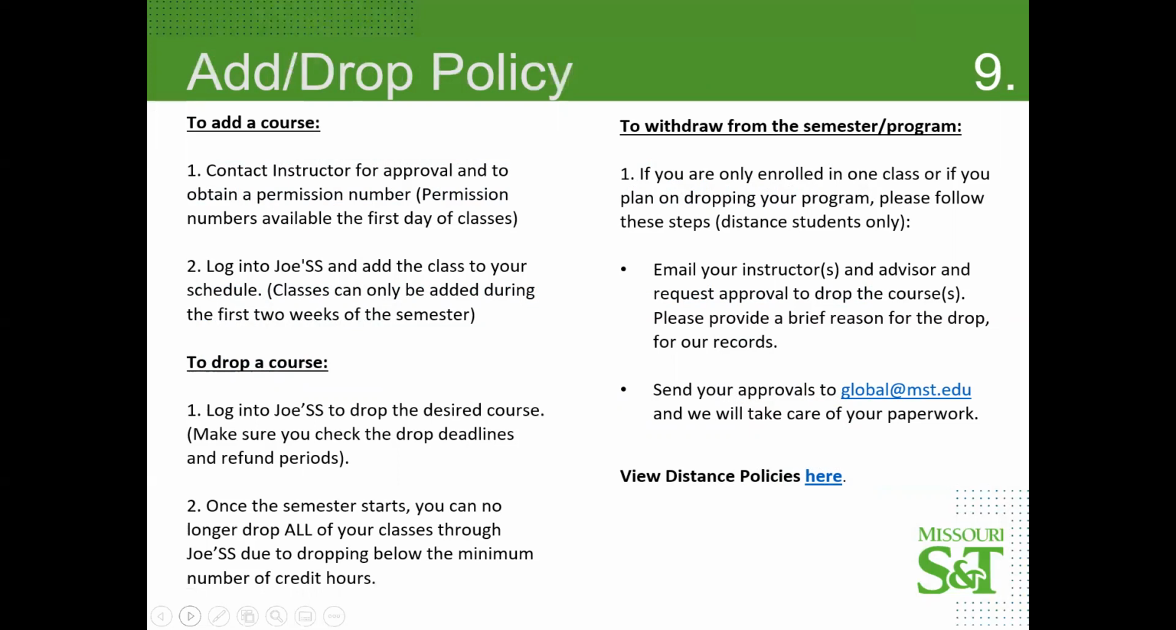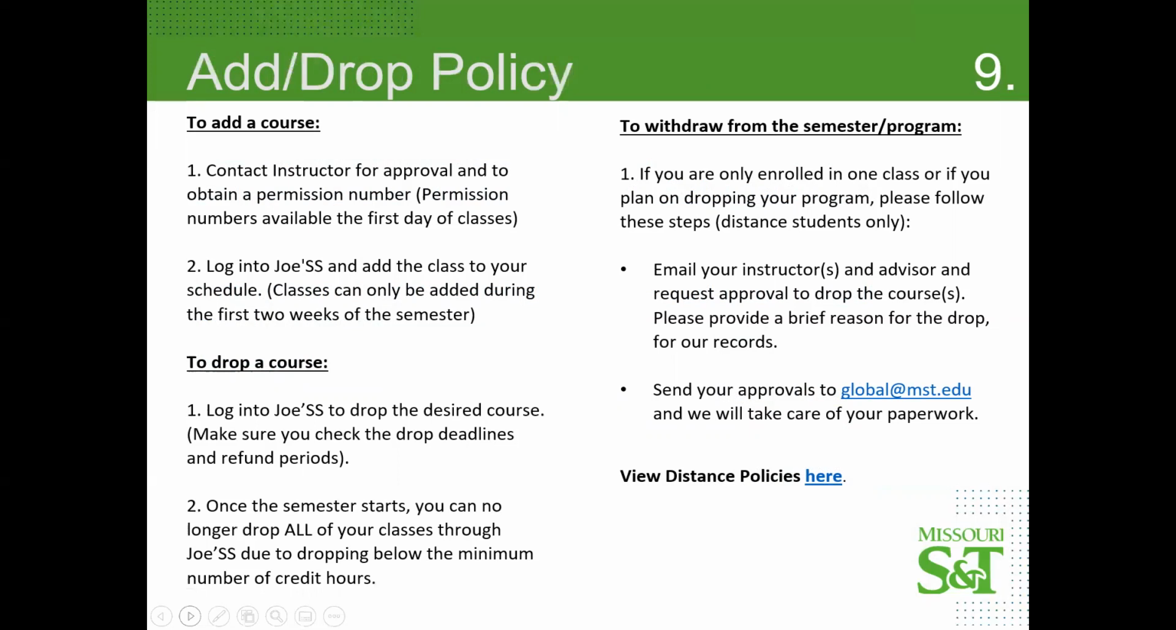To drop a class, if you are in more than one class, you can just go into JOEs and drop the desired course, but make sure you're keeping an eye on the drop deadlines because of the refund periods. You don't want to end up dropping in JOEs after the 100% refund period has passed. As I mentioned, if you were in two or more classes, you could do that. Now, if you only have one class left, or that was the only class you were in, you can't drop it in JOEs yourself because that's going below the minimum number of credit hours required.